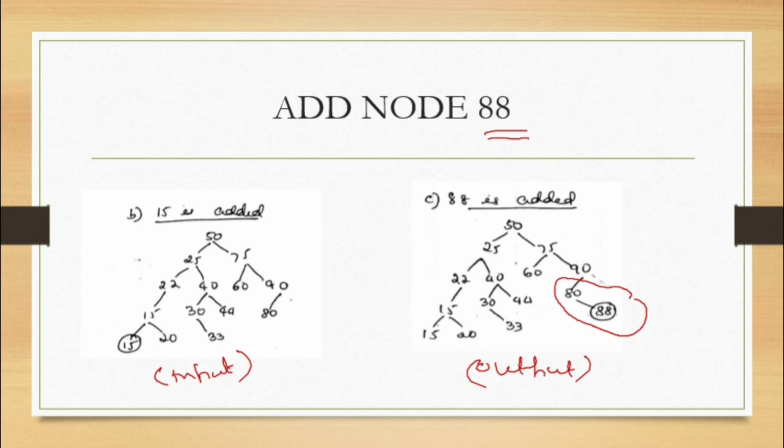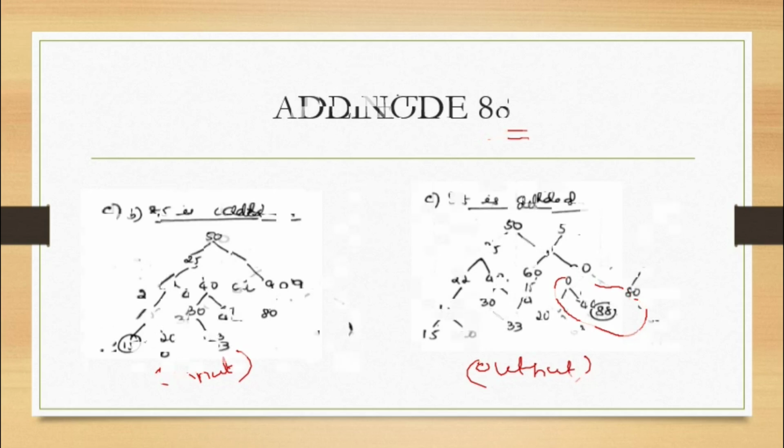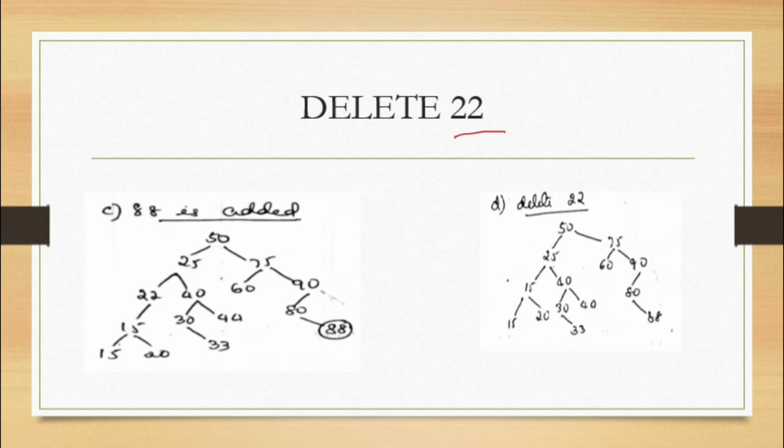Now let us see the next case, that is where I am deleting things. Here I have to delete 22. This is our input and this is our output. Now let us see the cases. Three cases are there: no children, one child and two children. The same rules you have to apply to delete the elements. One problem you had already done, so this is an additional problem for your practice.